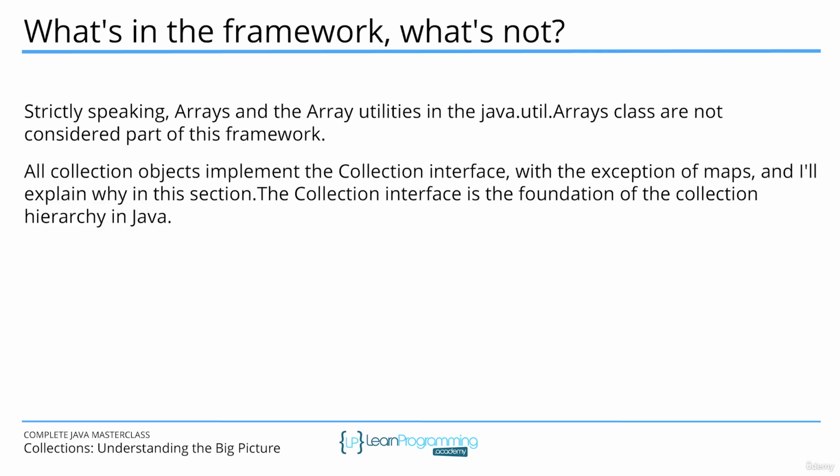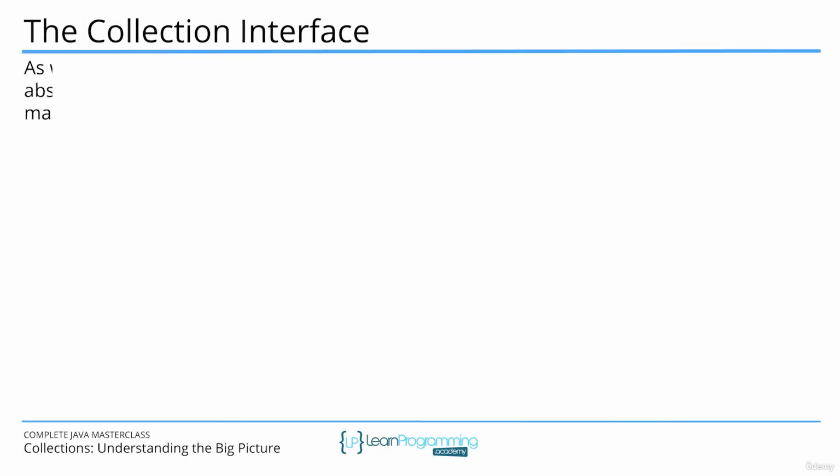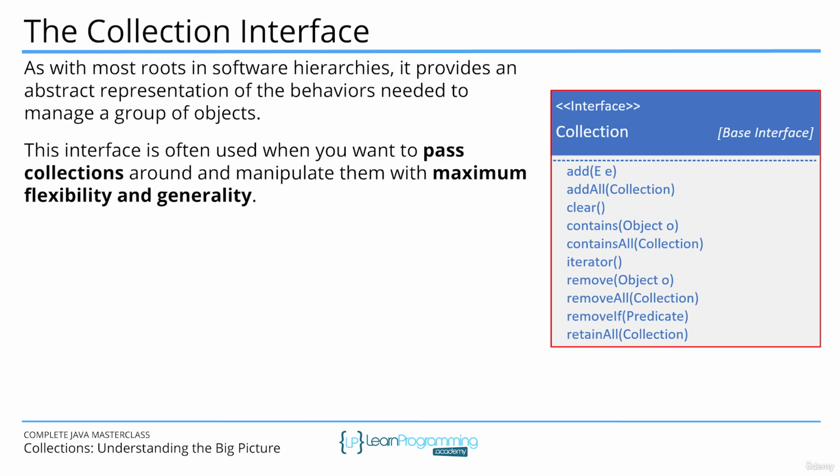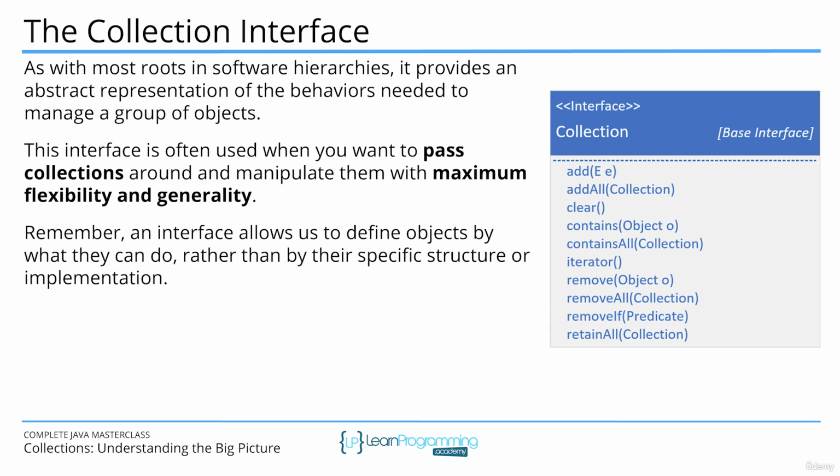All collection objects implement the collection interface with the exception of maps, and I'll explain why in this section. The collection interface is the foundation of the collection hierarchy in Java. As with most roots in software hierarchies, it provides an abstract representation of the behaviours needed to manage a group of objects. This interface is often used when you want to pass collections around and manipulate them with maximum flexibility and generality. Remember, an interface allows us to define objects by what they can do rather than by their specific structure or implementation.